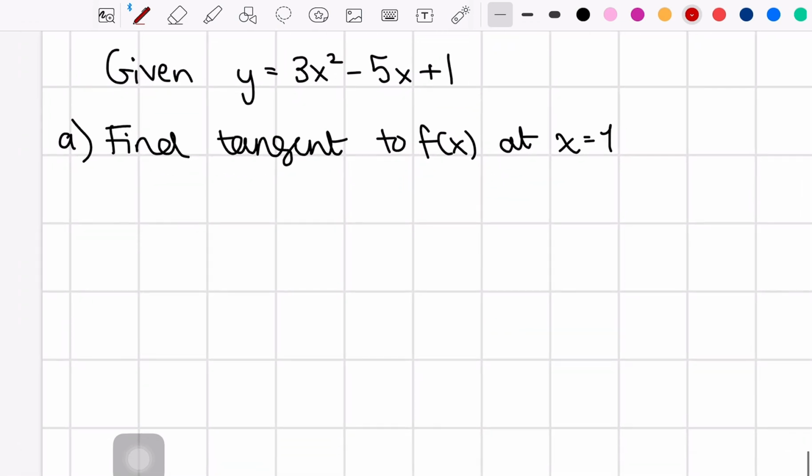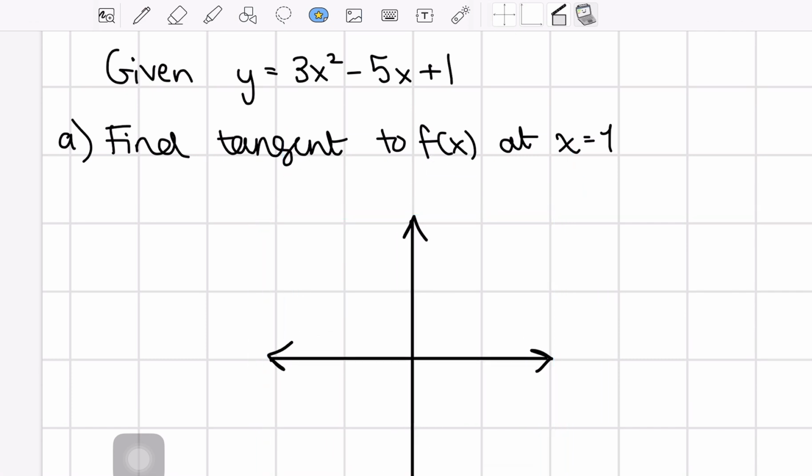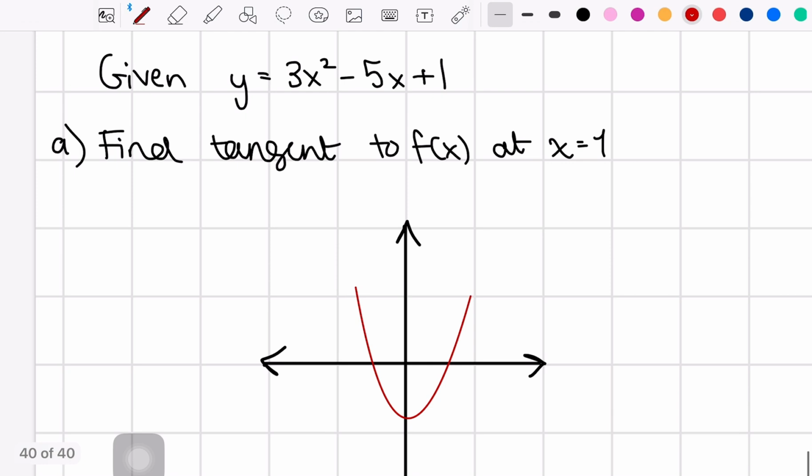All right, moving on, we are going to do this little problem that says we are given a line that is y equals 3x squared minus 5x plus 1. And we're asked to find the tangent of f of x when x is 1. So let's draw it out just to get a little idea of exactly what's happening. We can tell that it's probably a parabola. I'm assuming it's a parabola because I'm seeing x to the power of 2. Now we have this parabola supposedly. This is not the actual graph, but I just want to show you what a tangent is.